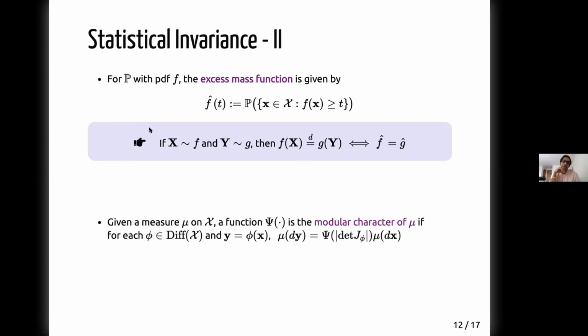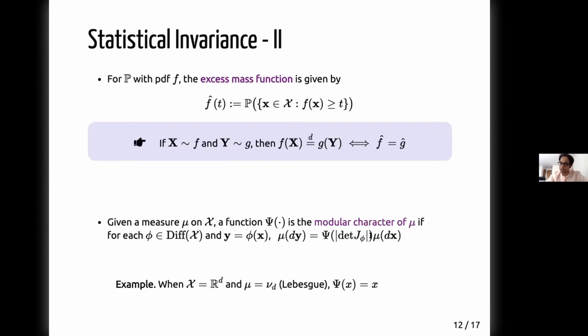Okay, so the next tool that we need is this notion of the modular character associated with the measure. Essentially, the modular character measures or describes how the measure changes under diffeomorphic transformations as a function of the determinant of the Jacobian associated with this diffeomorphism.